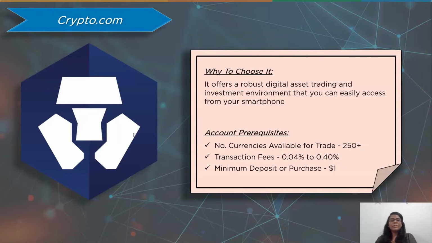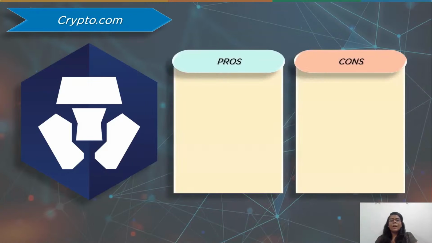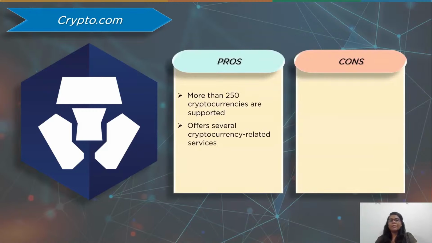It supports more than 250 cryptos for trading with a transaction fee ranging between 0.04% to 0.40%. Also, the minimum deposit or purchase price should be at least $1. Now, let's have a look at its pros and cons. Crypto.com supports a huge range of cryptocurrencies to trade for and other crypto-related services like payments and asset evaluation. Now, moving towards cons, its fees are relatively high. Also, the customer service is a little poor and stagnant.